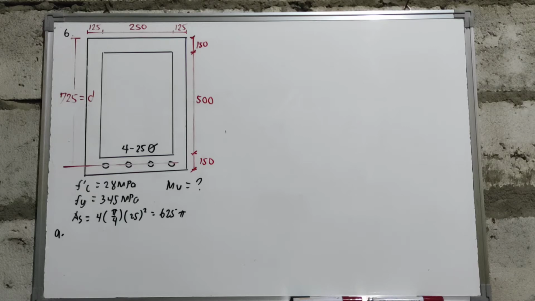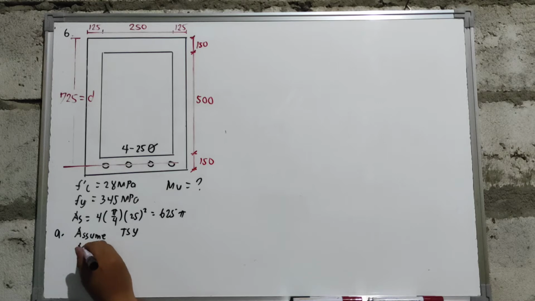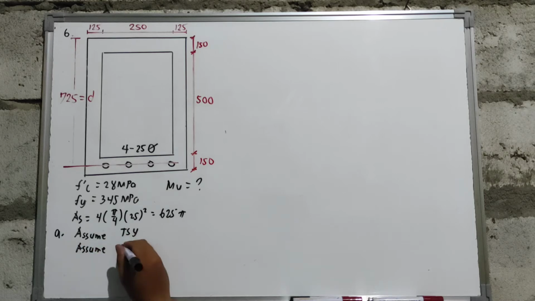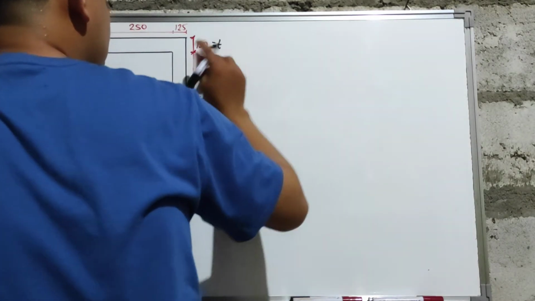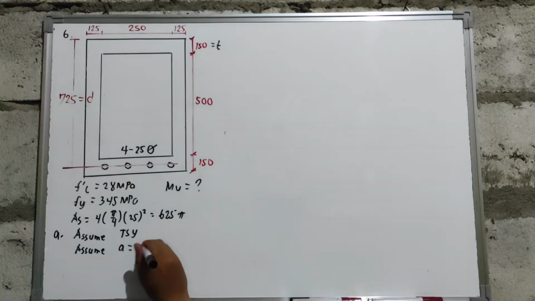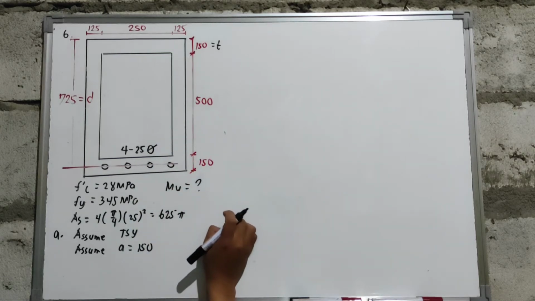so mangyayari dito is we're going to assume, we'll begin with an assumption. So assume your tension steel will yield. And we're going to assume also that A is equal to the thickness na to, which is equal to 150. So, i-assume natin na A is equal to 150 para matantya natin kung lalagpas ba dito yung compressive force natin.